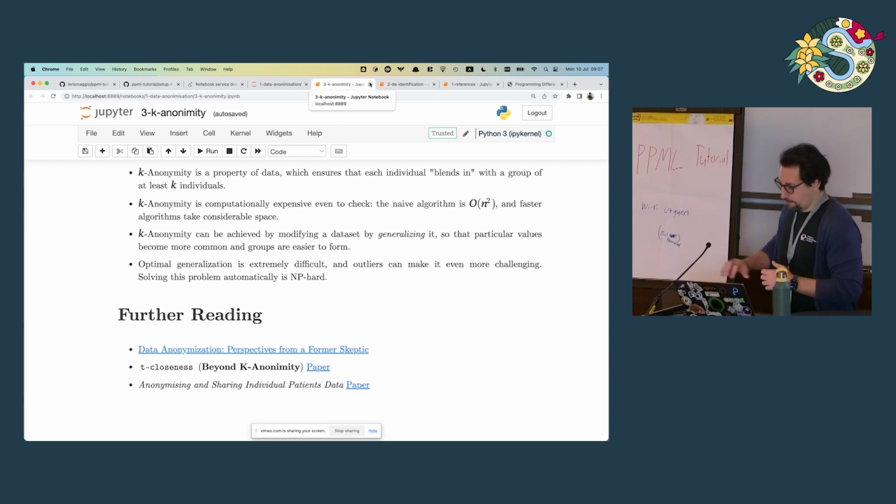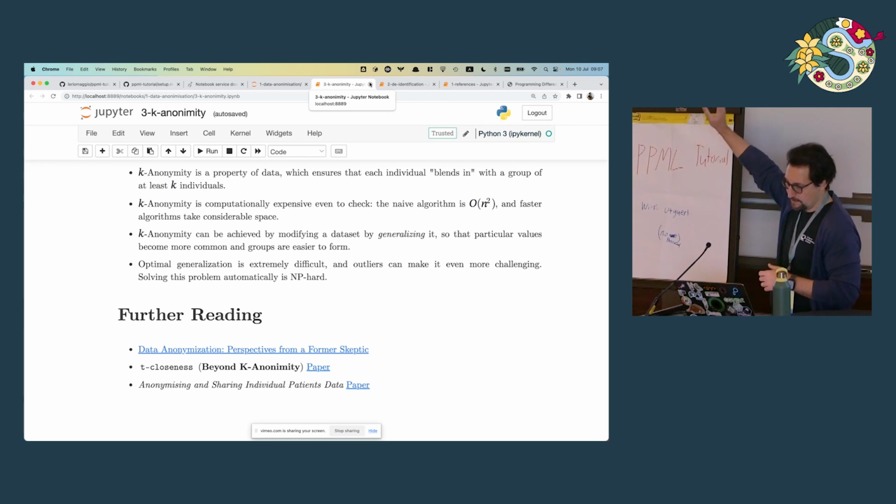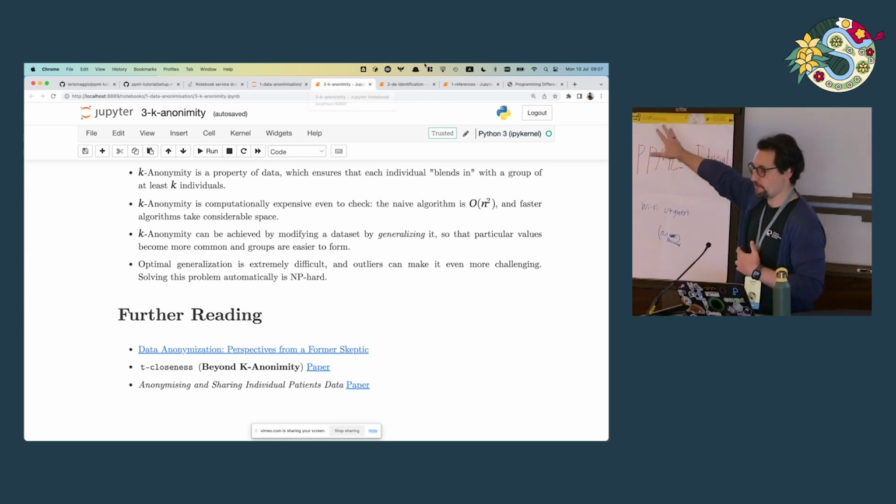Just to give you an idea of the path we're taking here, we'll be introducing differential privacy first. Then we'll talk about properties of differential privacy.